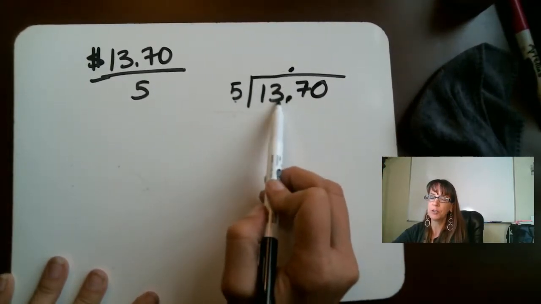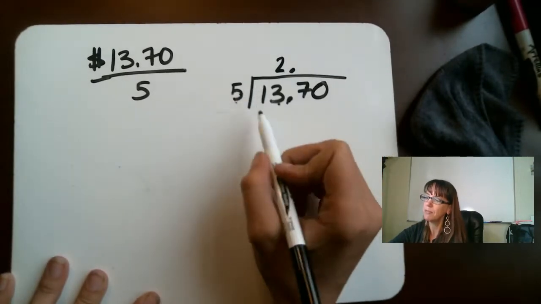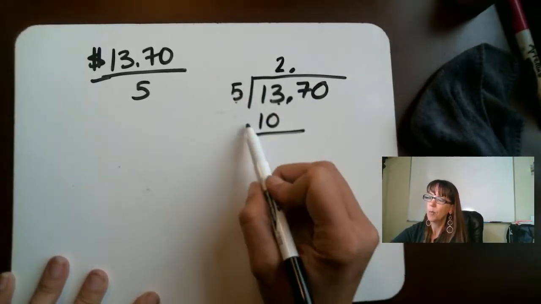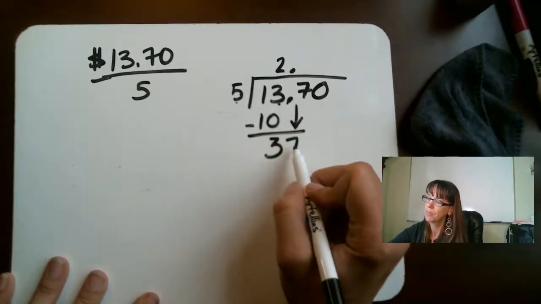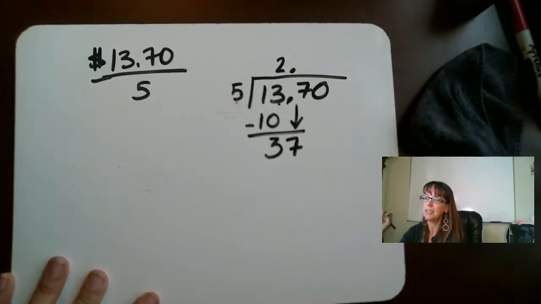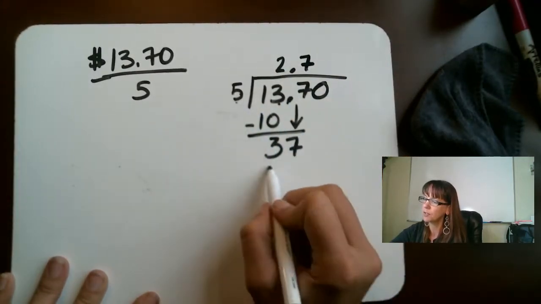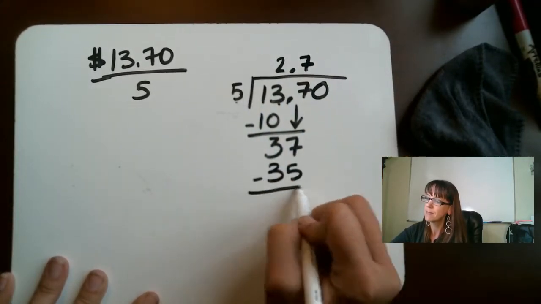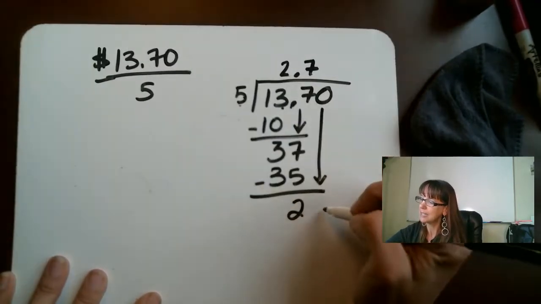5 goes into 13 2 times without going over. 2 times 5 gives us 10. We subtract, and every time we subtract, we also bring down. So 5 goes into 37 7 times. 7 times 5 is 35. We subtract, we get 2, and we bring this guy down.